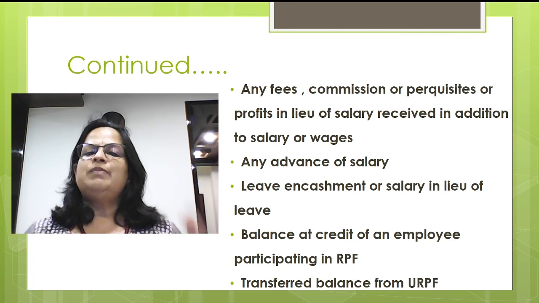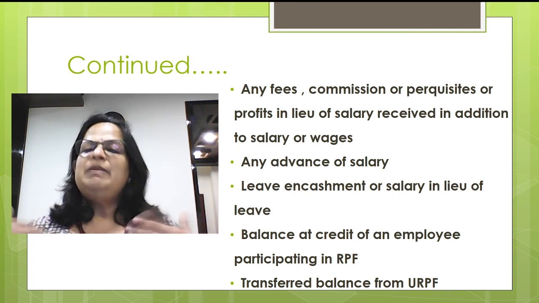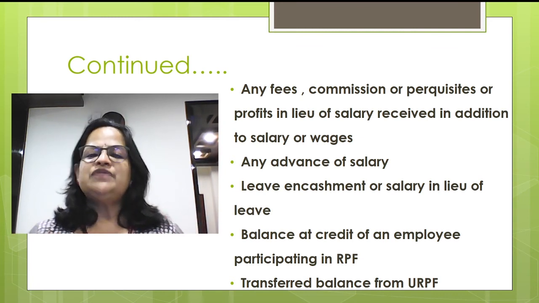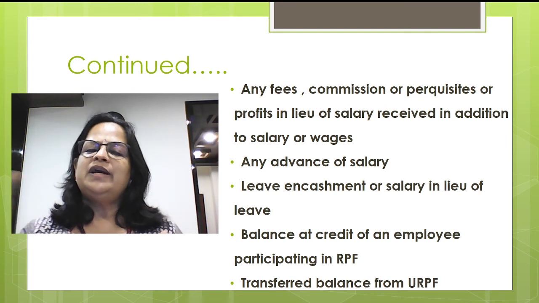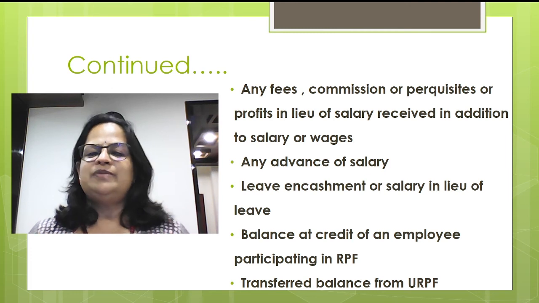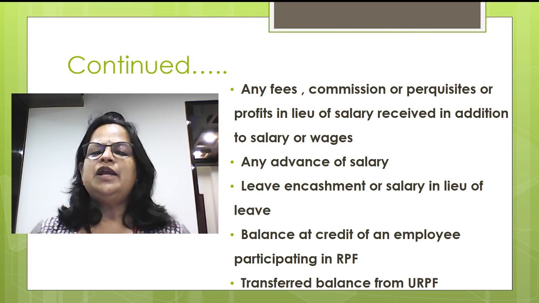Or profit in lieu of salary, profit in addition to salary, maybe commission, bonus, anything they will receive. So that is included in salary or wages. Any advance of salary, I have already explained. If you are collecting advance salary from the employer, it will be taxed in the year of receipt. Next, leave encashment or salary in lieu of leave.